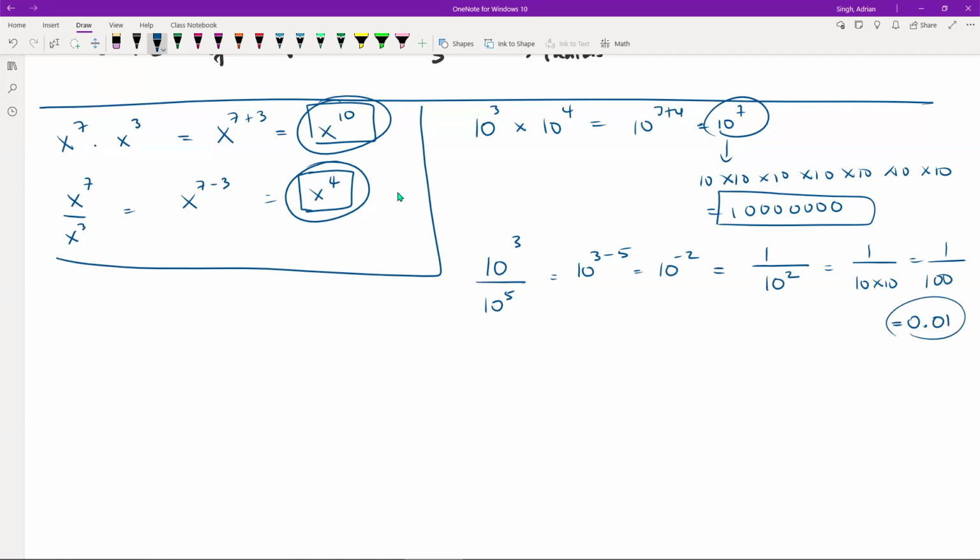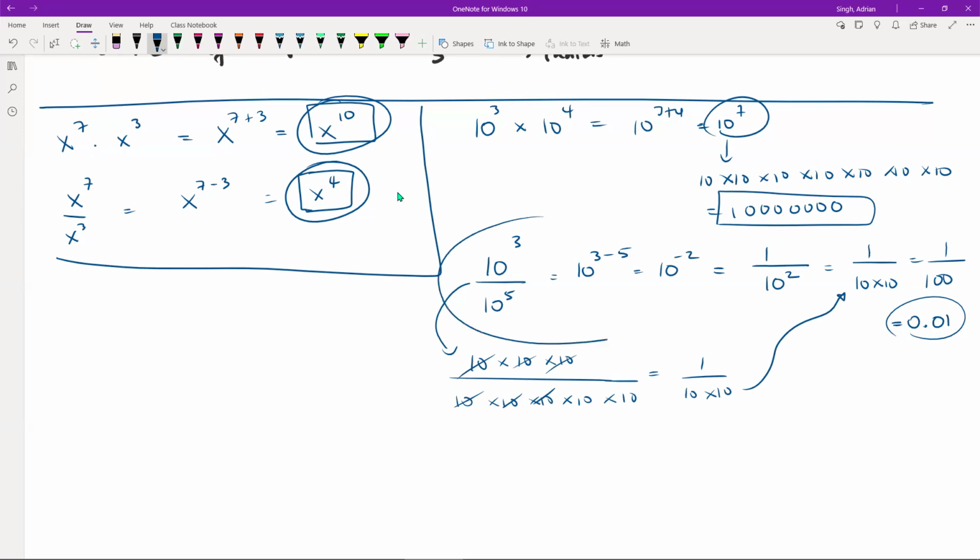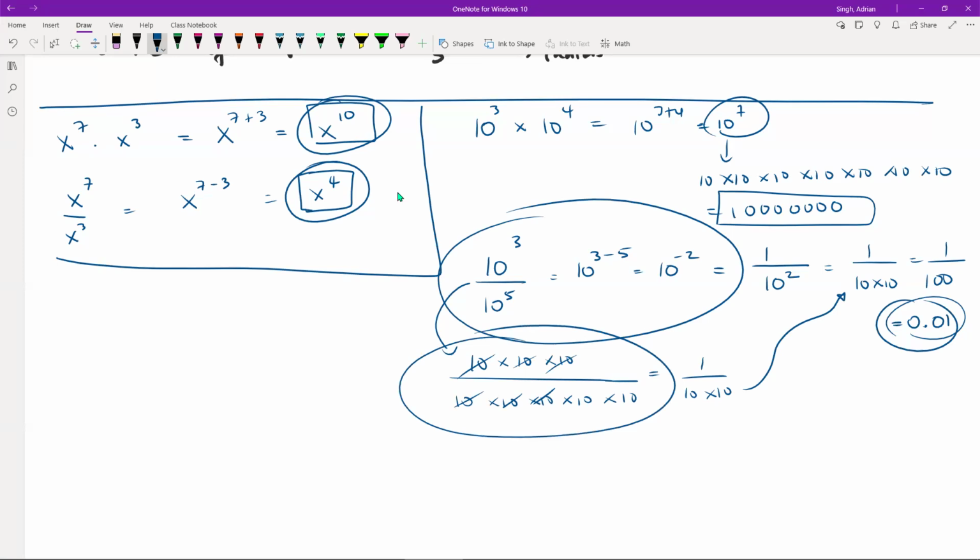And if we go all the way back and expand these out, we have 10 times 10 times 10, that's 10 to the 3, divided by 10 times 10 times 10 times 10 times 10. Okay, so three of these 10s can cancel out. And guess what? I end up with 1 over 10 times 10, which is the same as what we had up here. Right, so 1 over 100, the same as 0.01. These are just shortcuts that we use to get to the same endpoint. You can by all means expand this out and then solve it the long way, but this is just a quick way to get to the same answer.